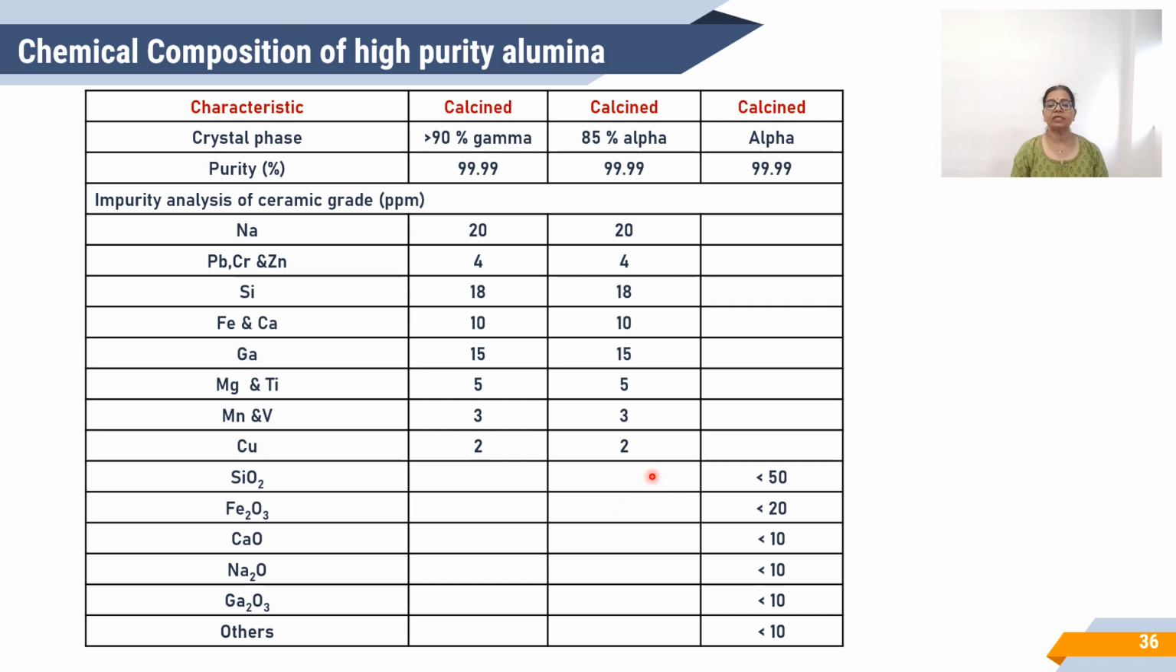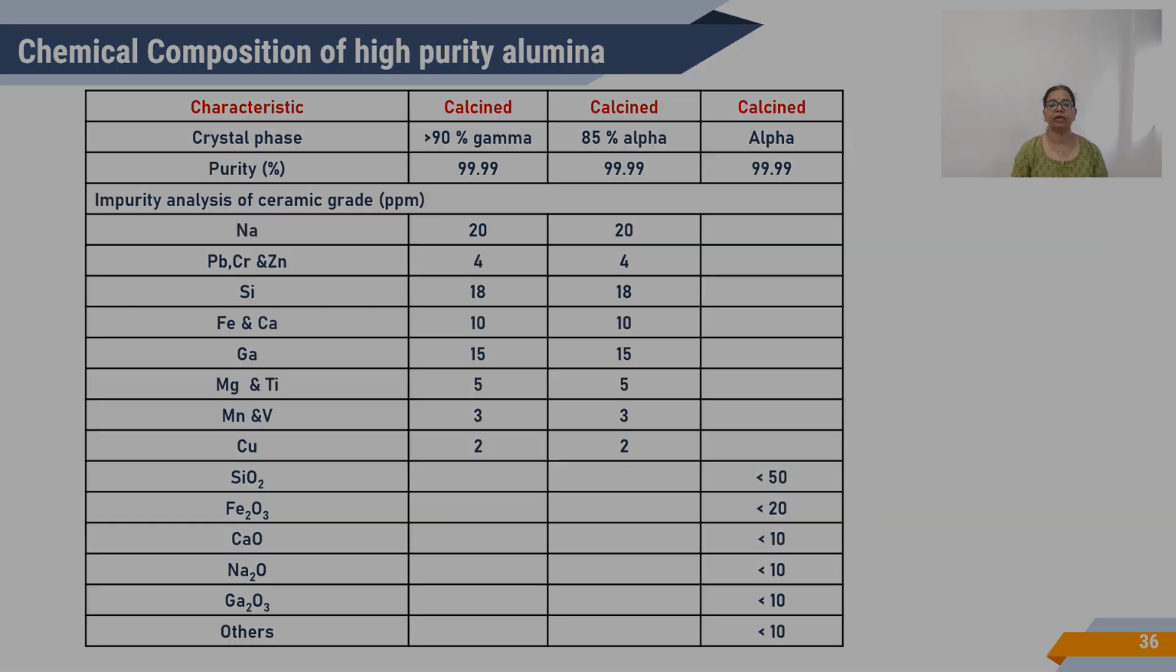and we can see the composition, that is SiO2, Fe2O3, CaO, Na2O, they are all less than 10 to 50 ppm. So we can see the purity of this alumina is very high, where all the impurities, that is the iron, silica, titanium, calcium, sodium, they are all below 50 ppm. That's why they are called high purity.